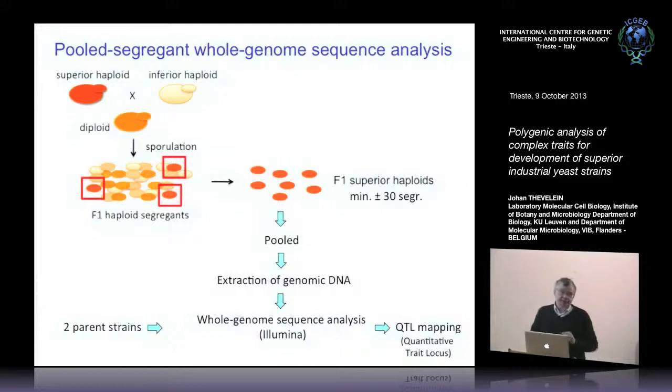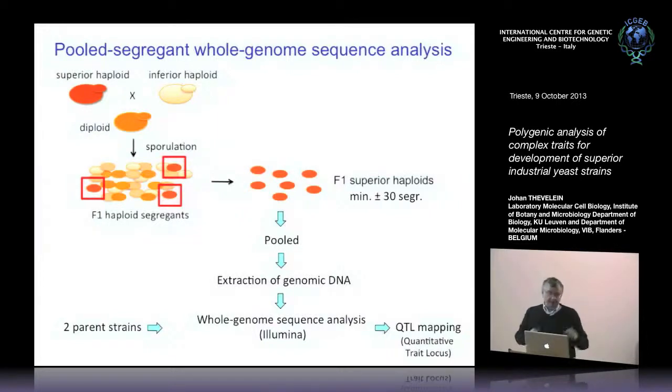We pool these segregants. We extract the genomic DNA. And we submit the genomic DNA of the pool to whole genome sequence analysis, usually done by Illumina sequencing, just as if it would come from one organism. We also sequence the parent strains in order to identify all the SNPs. And then this information, as you will see, we will use it to map the genes that are responsible for the superior trait in the superior segregants.